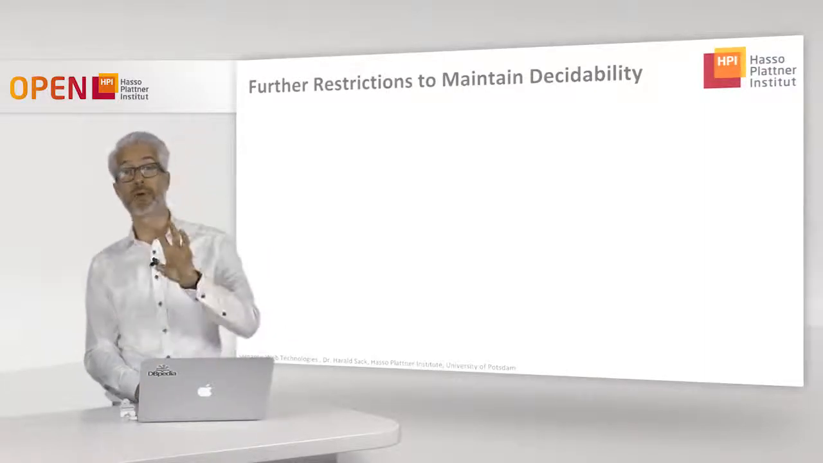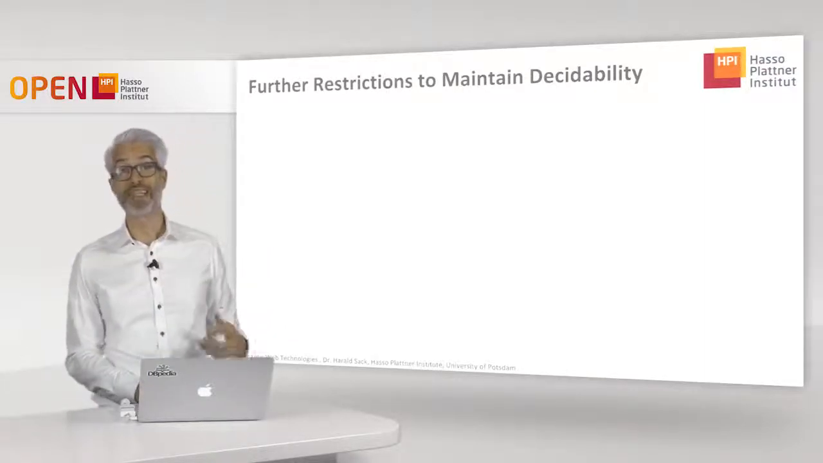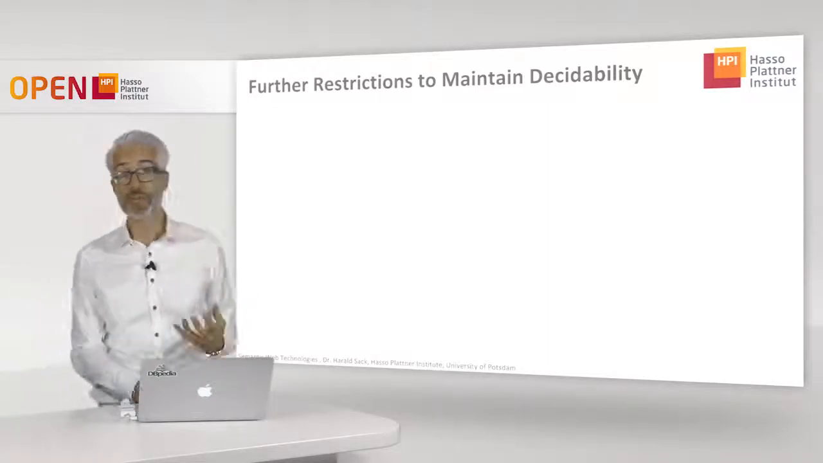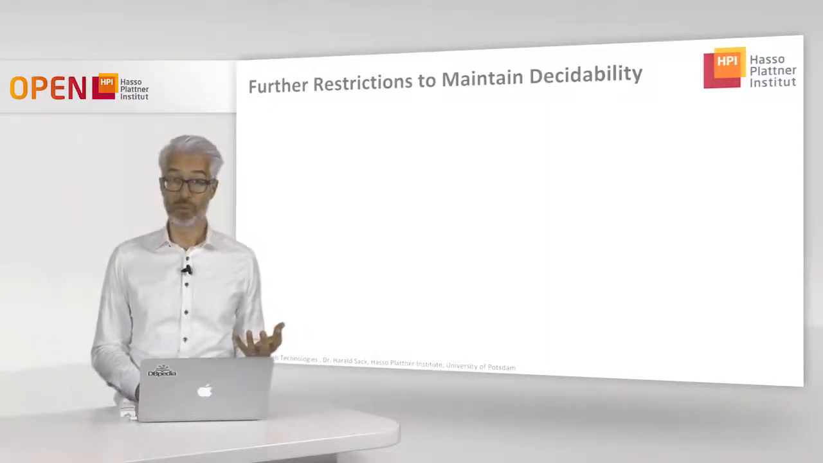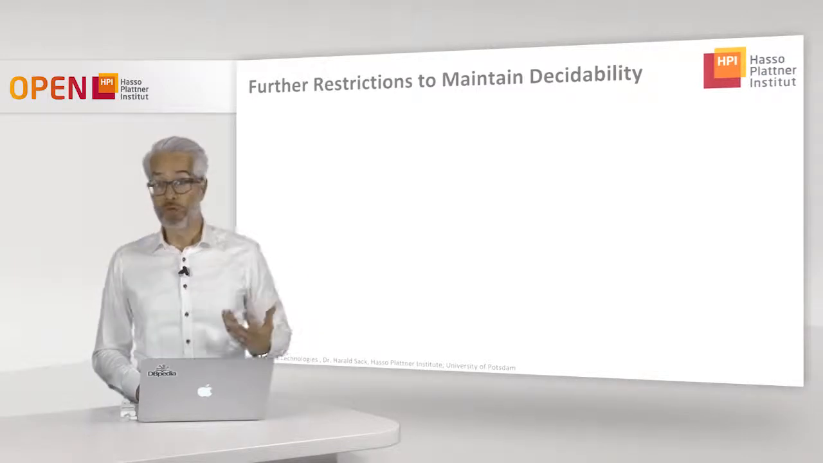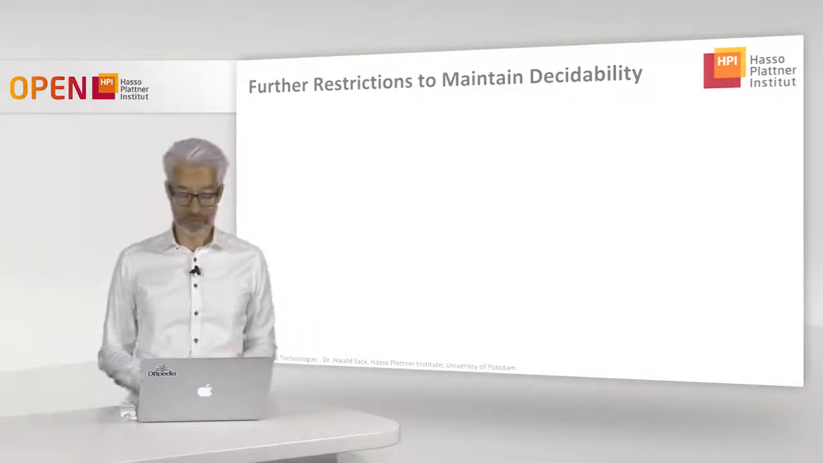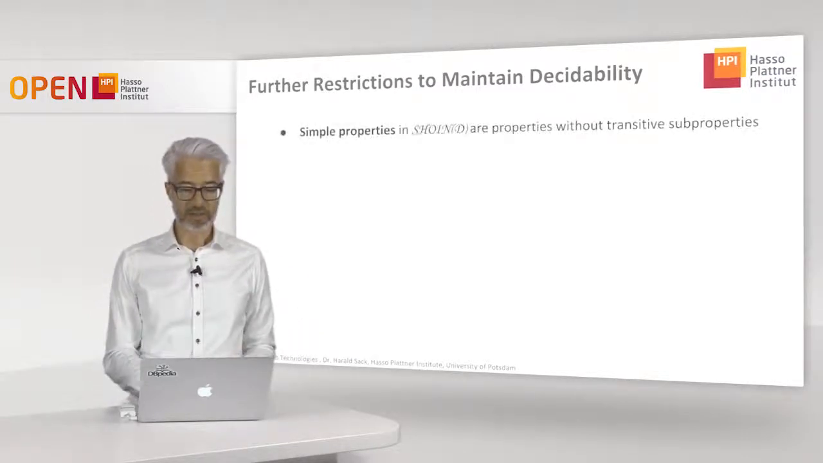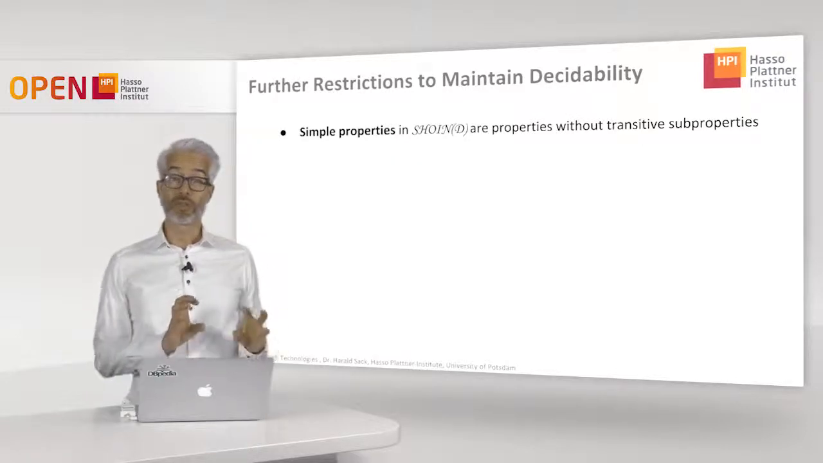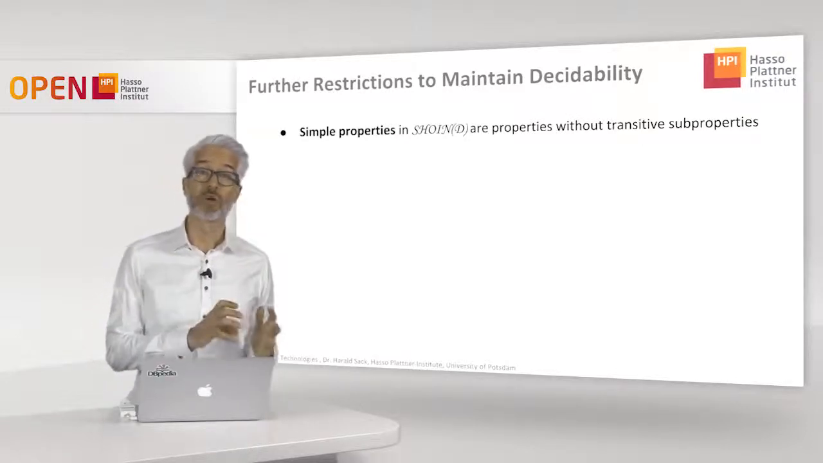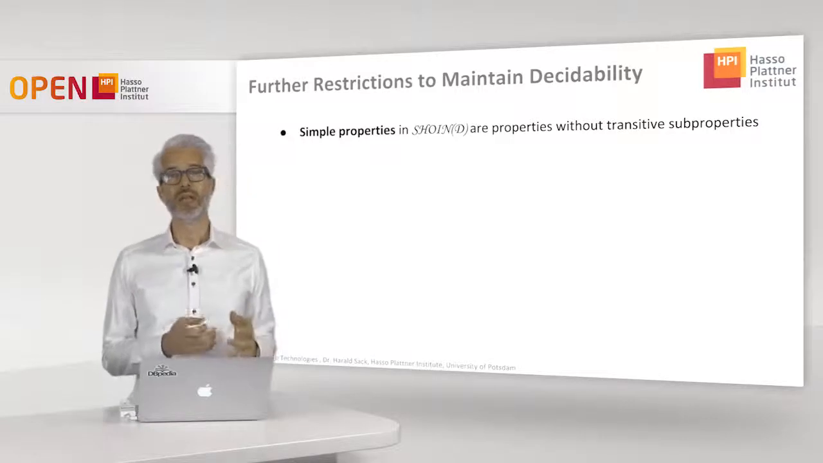So we have some further restrictions to maintain decidability, because role inclusion, general role inclusion, is really a rather powerful means if it comes to semantic expressivity. So the first thing is, of course, we also have to restrict somehow the kind of properties on which we apply that.